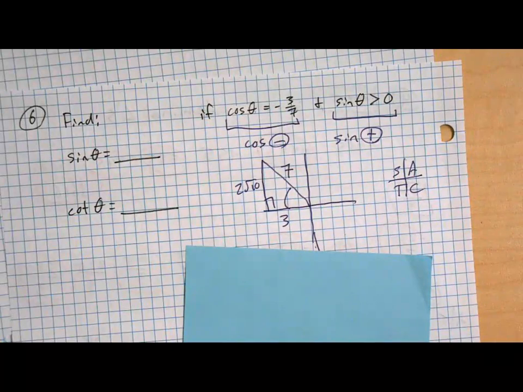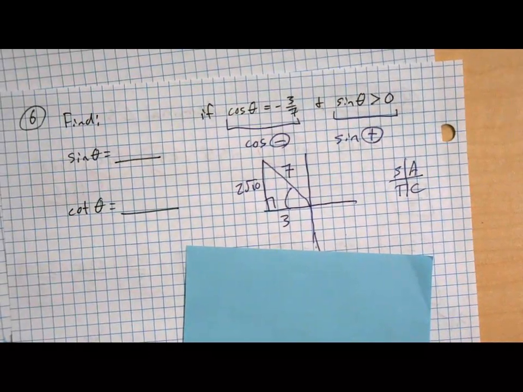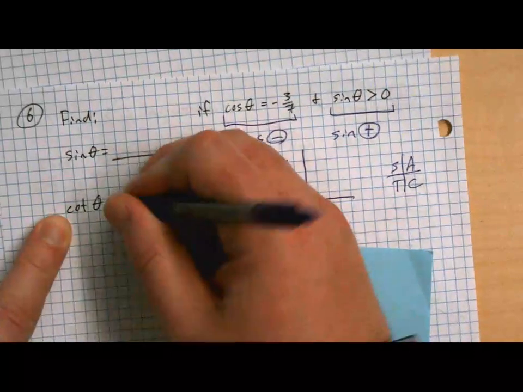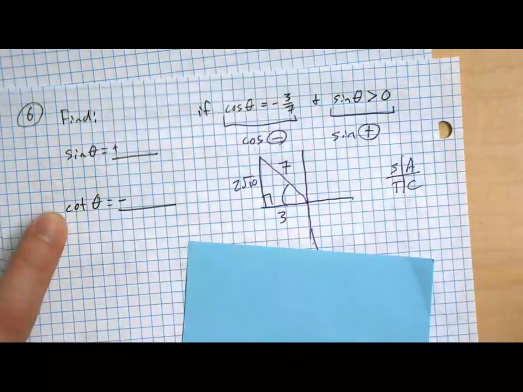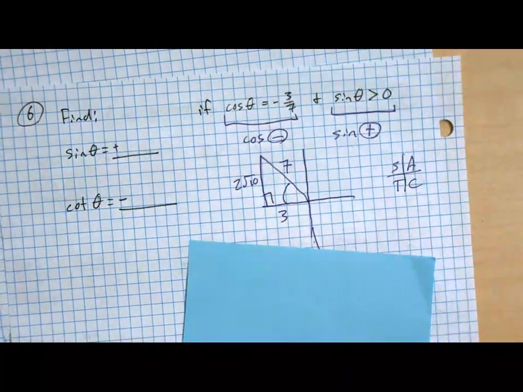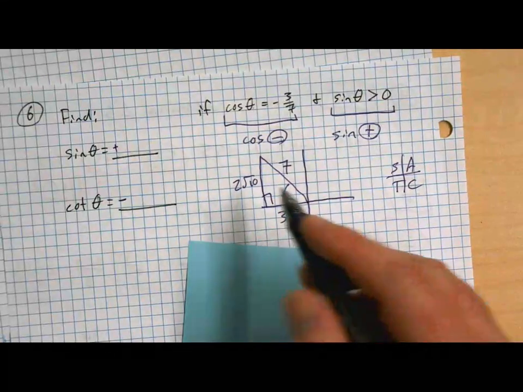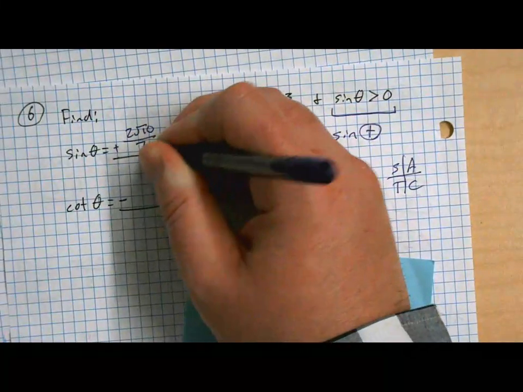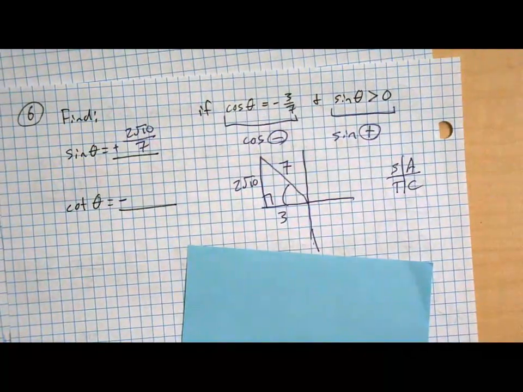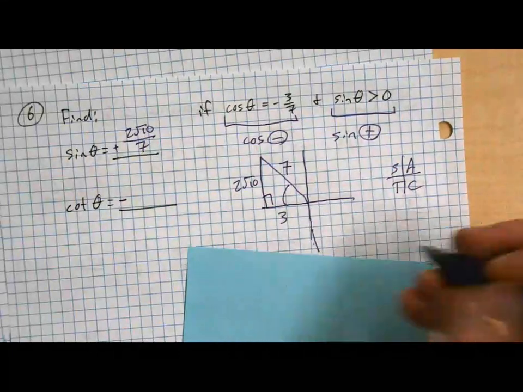Let me get you some answers here, and then, oh, these ones too, plus and minus, right? Cotangent's negative in this quadrant, sine is positive in this quadrant. Sine is opposite over hypotenuse. Cotangent's adjacent over opposite.